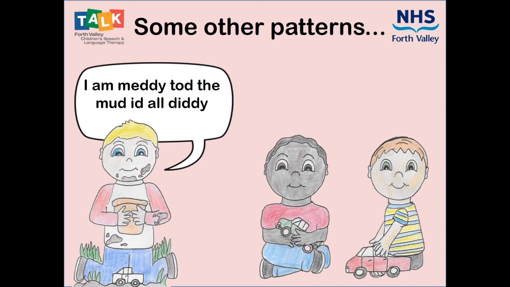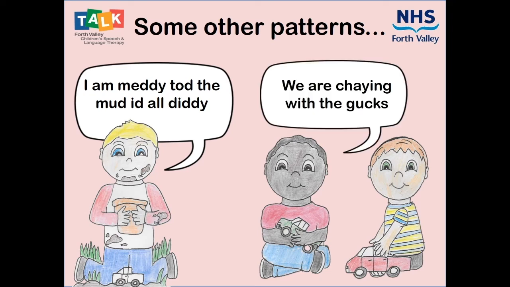Sometimes children use more unusual processes that are not necessarily part of the typical developmental process. So for example, "We are playing with the ducks." So this boy, who's playing with the trucks, is using a more unusual or atypical substitution by saying chaying instead of playing. And he's also using a backed sound for gucks when he's changed trucks, and that's a more unusual process.